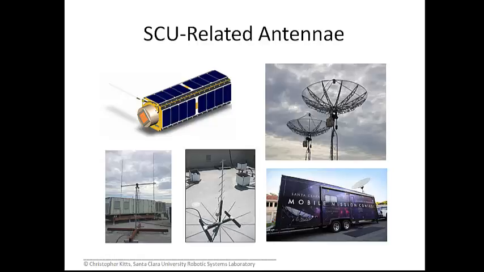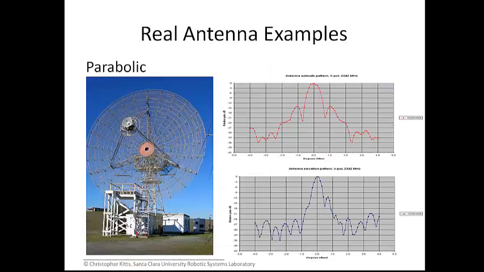On the bottom right, you see our mobile mission control center, and the big feature there in the upper right-hand portion of that photo is a 2.4-meter parabolic dish. That particular trailer, at some point in the near future, will also have some directional Yagi antennas as well.